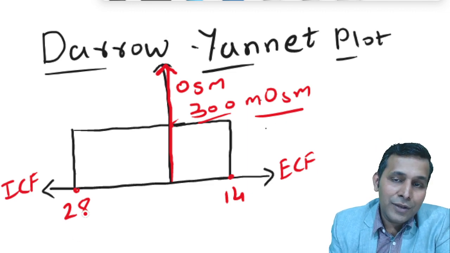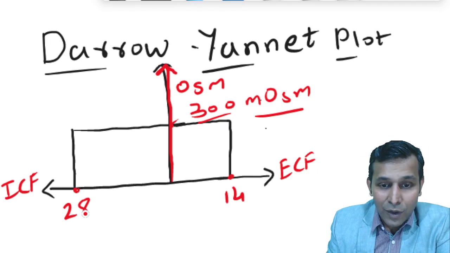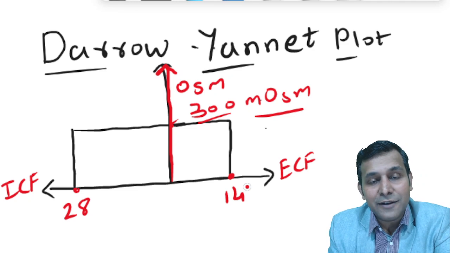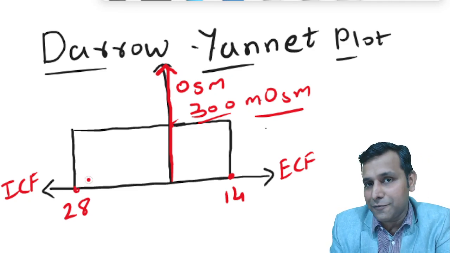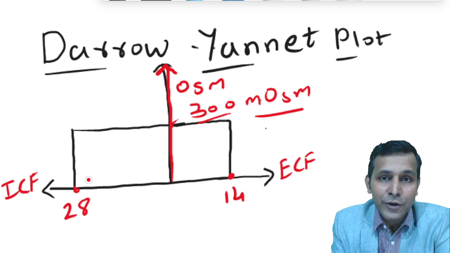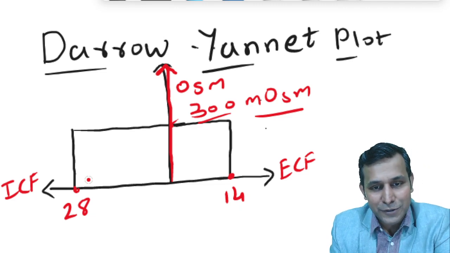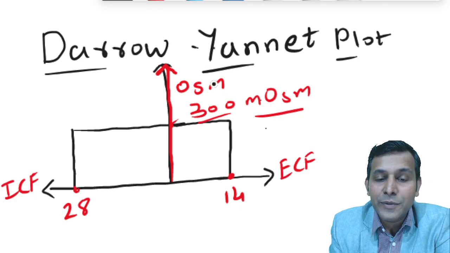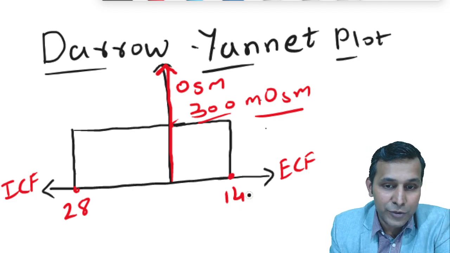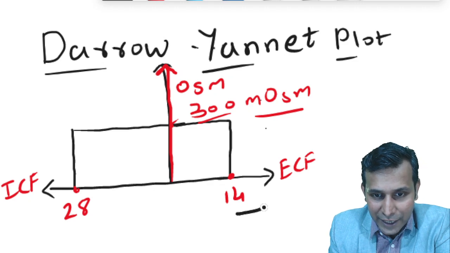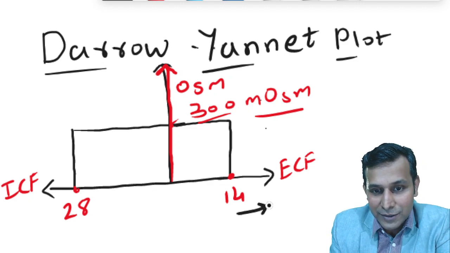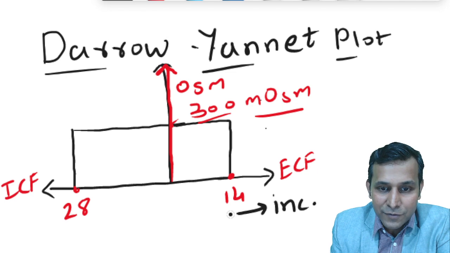Now let us see further. The 14 liter is the ECF volume and 28 liter is the ICF volume. If we are going to discuss changes in volume, let us try to understand where these points are going to shift. Remember, if ECF volume is going to increase, it's going to move towards the right of the 14 liters. So in this direction, it is always an increase in the ECF compartment.